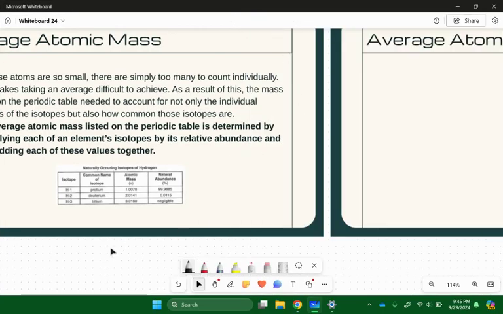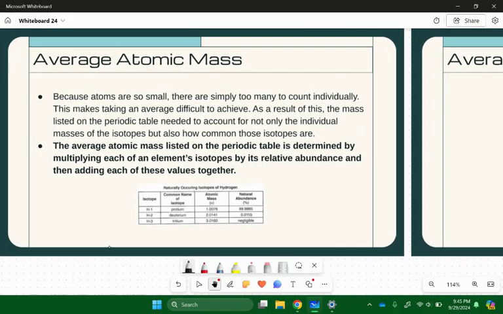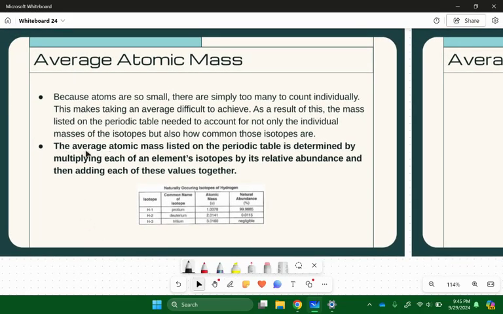So what's important for you to understand is that the average atomic mass listed on the periodic table is determined by multiplying each of an element's isotopes by its relative abundance and then adding each of these values together. So it's not just how much mass does each isotope have, it's also how commonly are we finding this in nature. Okay, it takes both of those being factored together to determine the atomic mass.